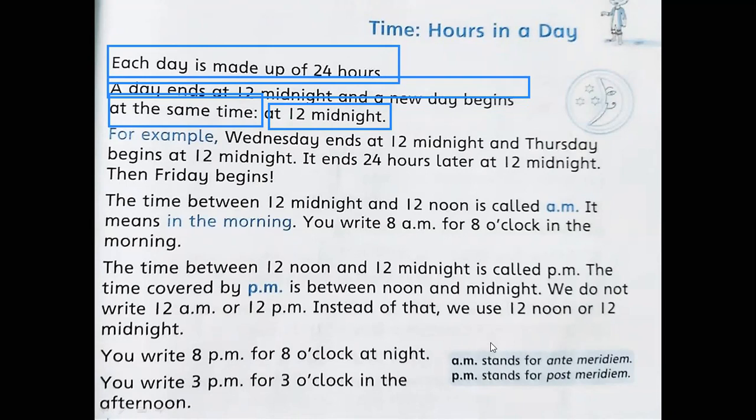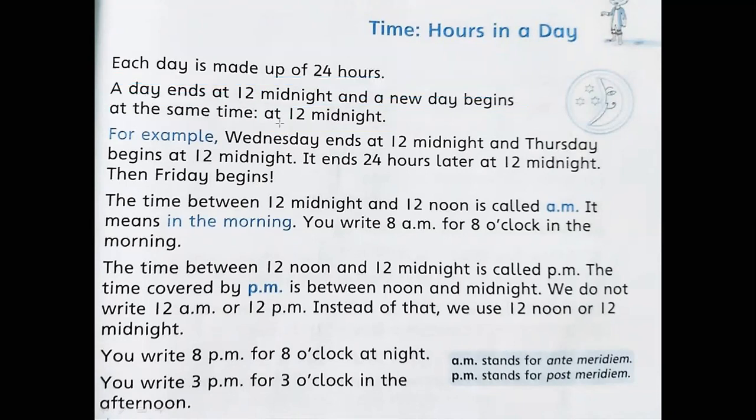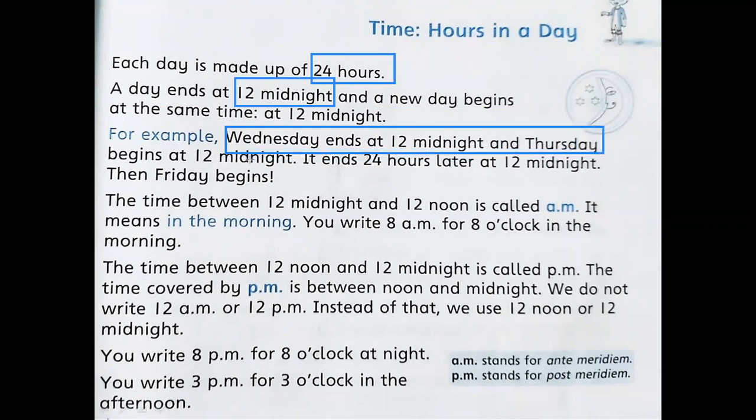Here we have learned two things. Number one, a day has 24 hours. And second, a day starts and ends at 12 midnight. For example, Wednesday ends at 12 midnight and Thursday begins at 12 midnight. It ends 24 hours later at midnight, and then Friday begins.